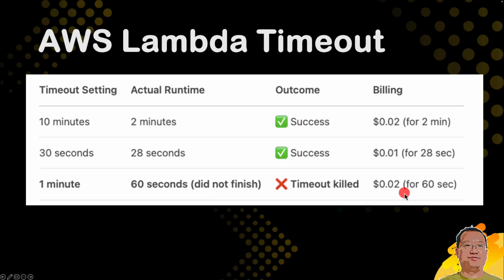Here's something to remember. Check your CloudWatch logs to see how long your function usually takes, then add about 20% more time as a buffer. You can also use the AWS Lambda Power Tuning tool to find the best settings. Now that we know about the time limits, let's talk about memory.